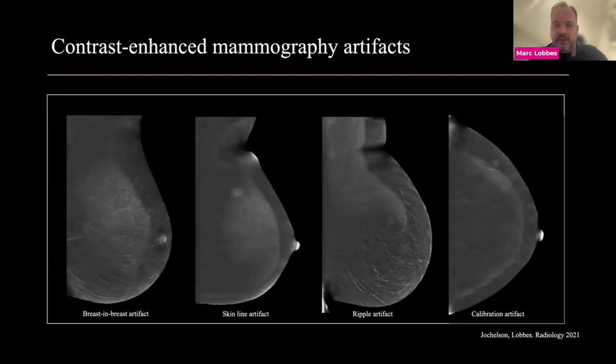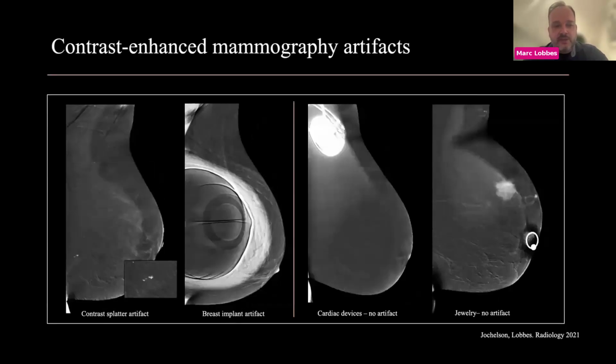When you use contrast-enhanced mammography, you should also be aware of some very typical artifacts. And these artifacts are mainly seen in first-generation machines. We have the breast-in-breast artifact, which is sort of a loosened line at the periphery of the breast. We can have some simulation of skin enhancement, so the skin line artifact, but there's no skin thickening there on the low energy, so it's very easy to see that. We have some motion mismatches during the image acquisitions, which can lead to ripple artifacts. You can have calibration artifacts. Sometimes you have service technicians working on your system and they use phantoms and they can cause a little bit of calibration artifacts when they're not being properly recalibrated after their service. And you can also have contrast splatter.